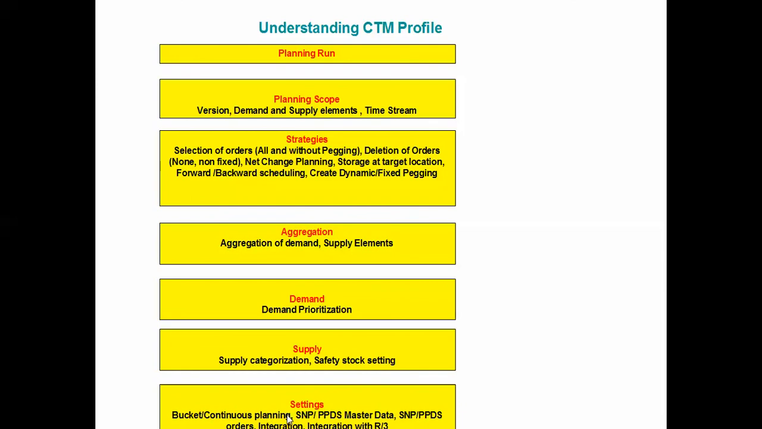The difference between bucket oriented and continuous planning is that time continuous planning uses time continuous resources in the form of PPDS resources or PPDS master data. But bucket oriented planning uses bucket master data, like SNP master data, SNP PPM or SNP PDS. We also define some strategies of how the output of CTM should be considered for R3, and how it should be integrated with R3.